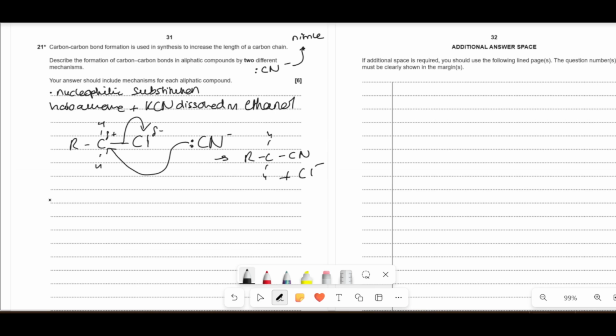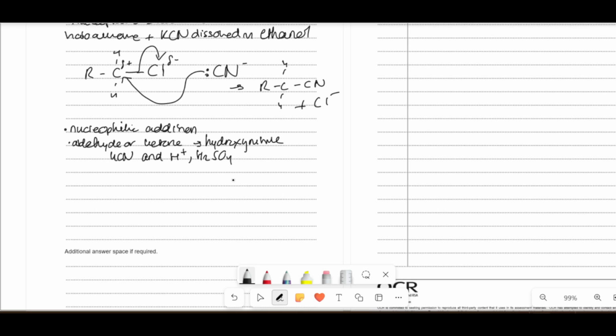Now, the other thing you can do with it is nucleophilic addition. You can use either an aldehyde or a ketone, and what happens is you end up making a hydroxynitrile. The reagents would be KCN, and you need to make sure it's acidified as well. It needs to be H+, so for example, you could use H2SO4 or something.